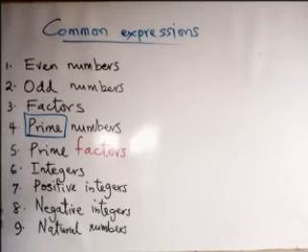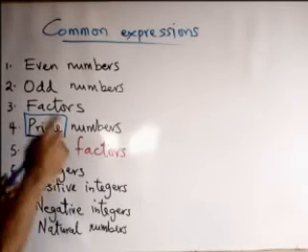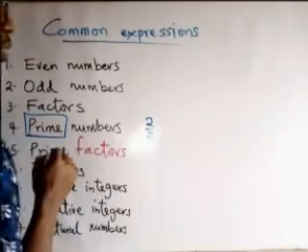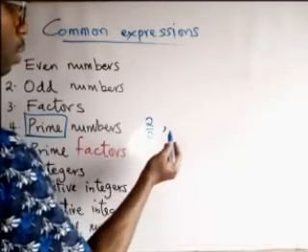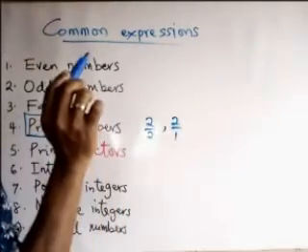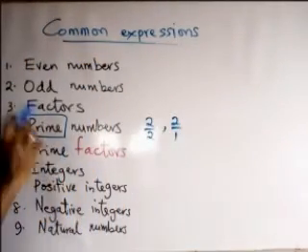Prime numbers. Prime numbers are numbers that have only 2 factors, meaning that there are only 2 numbers that can divide them without a remainder. And the very first prime number is 2. 2 can divide 2 without a remainder, and 1 can divide it. That's all. So 2 is the first prime number.